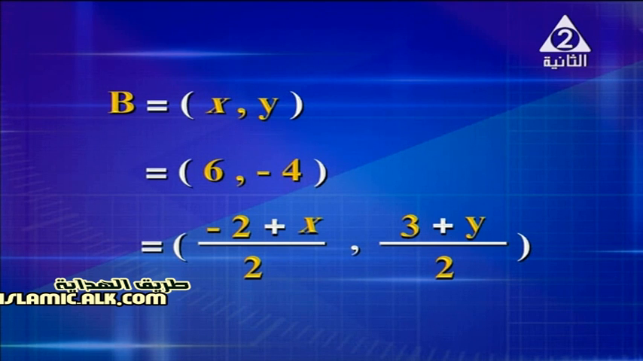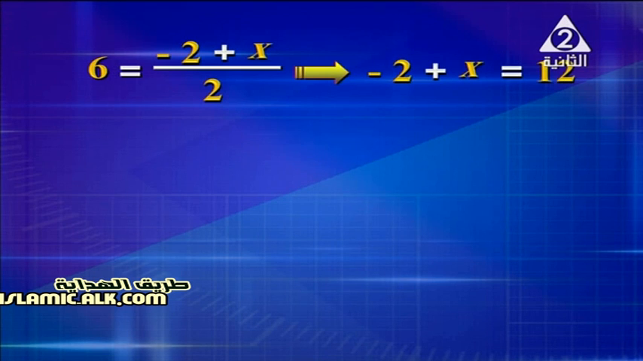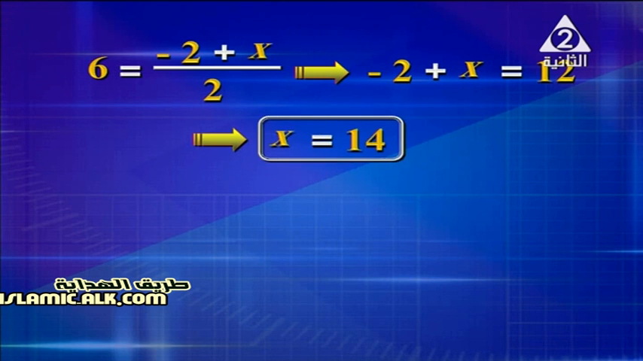Now two ordered pairs are equal, so the first coordinate equals the first coordinate. This means that 6 equals (-2 + x) over 2, and by making cross multiplication you are going to find that -2 + x equals 6 times 2, which gives 12. And then what about the value of x? x will be 12 + 2 equals 14.